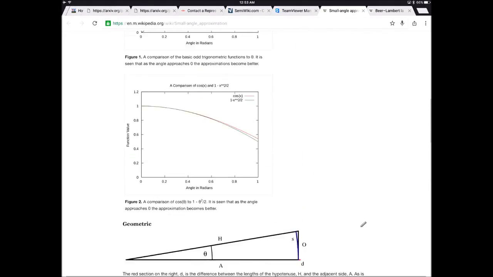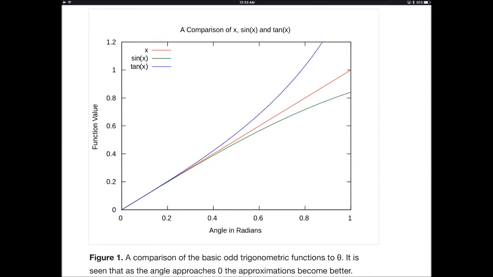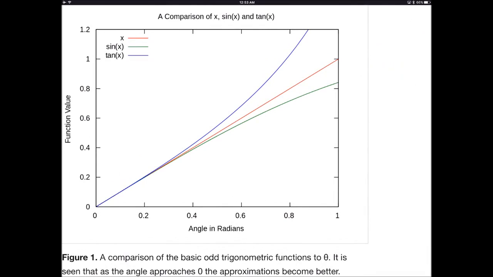But I like to look at this graph over here, which shows you in the x-axis the angle in radians, and in the y-axis a certain function of that angle. So the red line is y equals x. So that's essentially a straight line. It goes from 0 to 1 in the x-axis and 0 to 1 in the y-axis. Then if you plot sine, as in y equals sine x, that's the green curve, and if you plot y equals tan x, that's the blue curve.